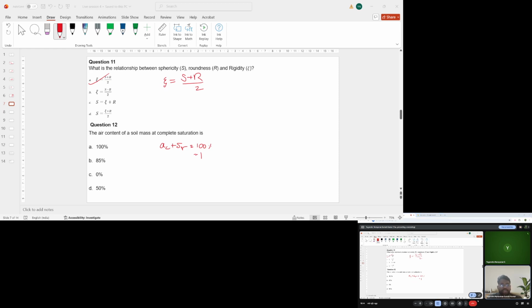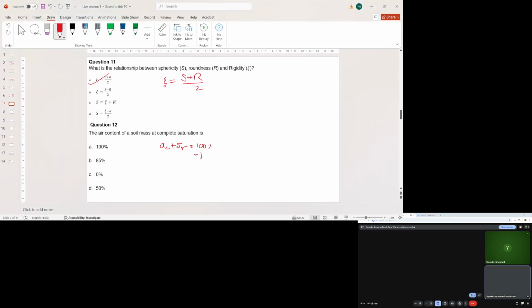Air content plus saturation sums up to 100%, or in fraction it is 1. So complete saturation, in the sense S_r is equal to 1 or 100%, means air content is going to be 0. So the right option is option C.